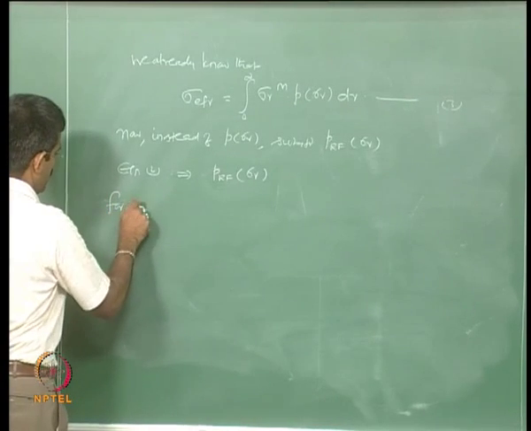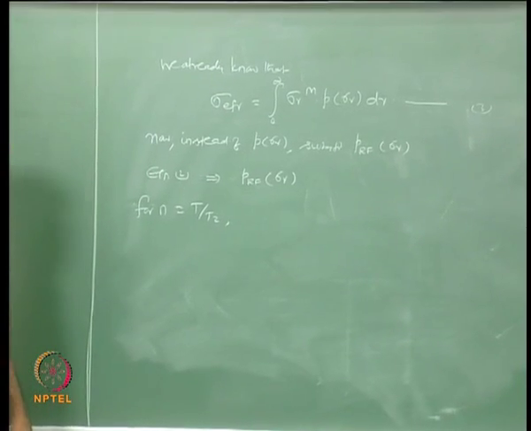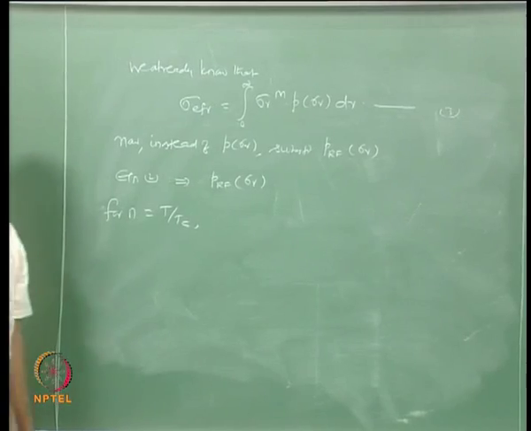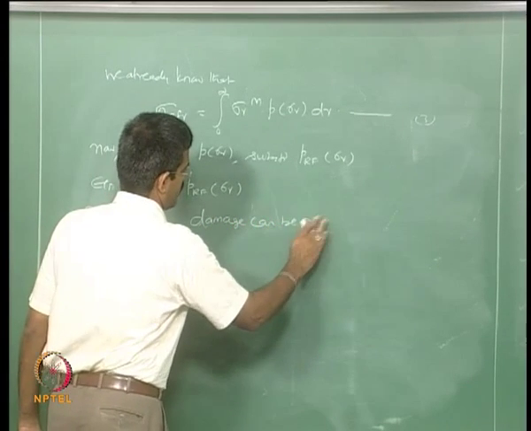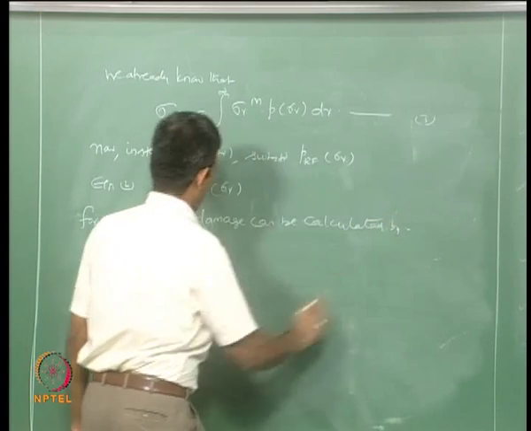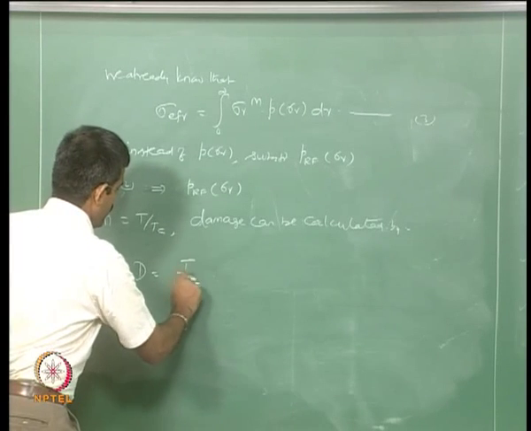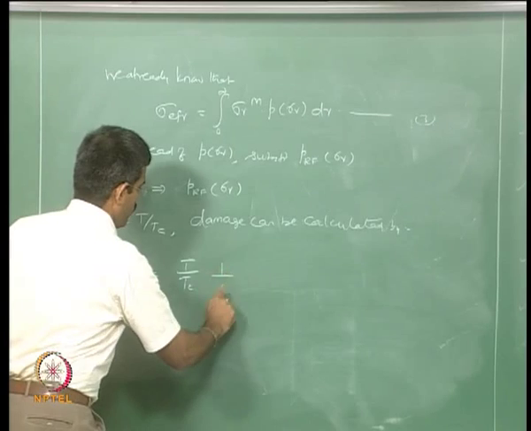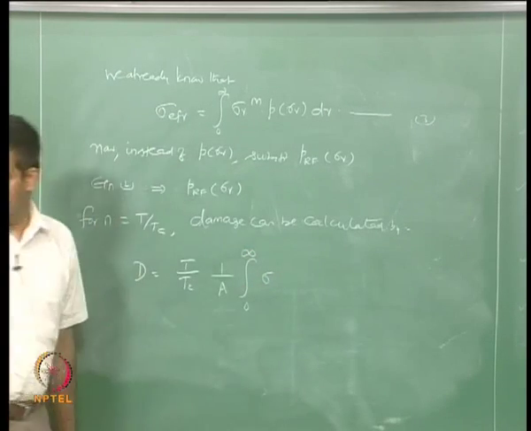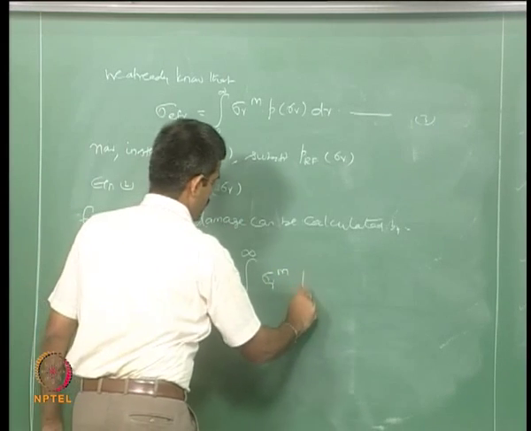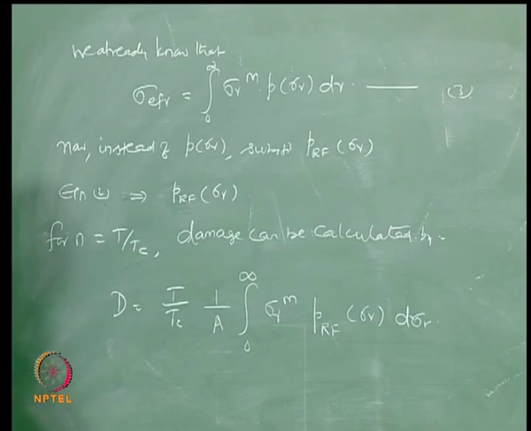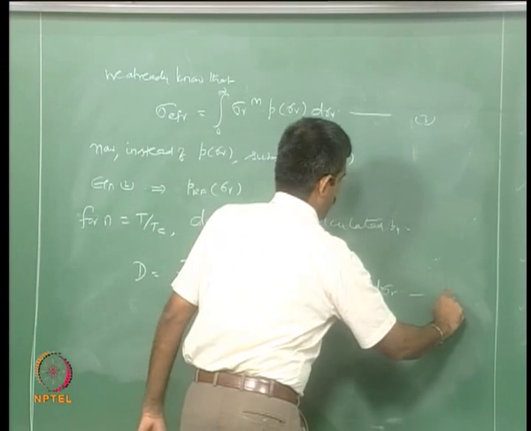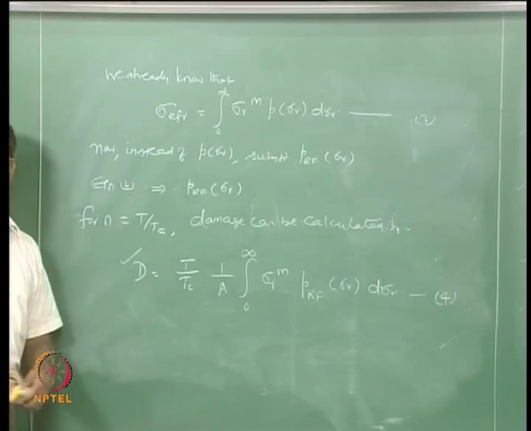So now for n equals T by Tz, which in my case is going to be Tc, we are talking about the time period between the crests or the troughs, damage can be estimated by this equation, where damage is given by T by Tc, 1 by A, integral of sigma r to the power m. Instead of this I use the rainflow stress range pdf, d sigma. This should be also d sigma, that is the variable. Call this equation number 4. So you can easily find the damage estimate for a broadband spectrum as it is.